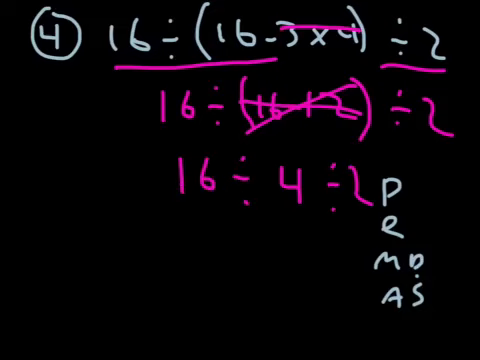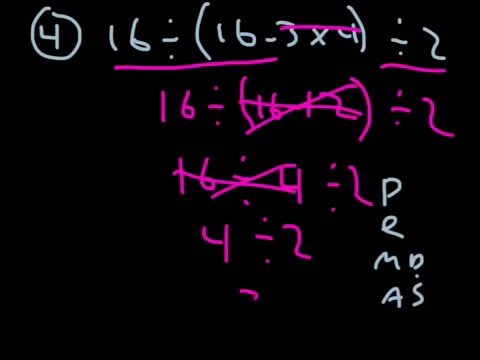Now you're left with a bunch of division. So we have no parentheses, no exponents, but we do have division left. So you want to do it in order. So 16 divided by 4 first, then divided by 2. So 16 divided by 4 is 4. And bring everything else down. And then finally, 4 divided by 2 is 2. So 2 is your final answer. If you got it, great. If not, we'll have more practice to come.